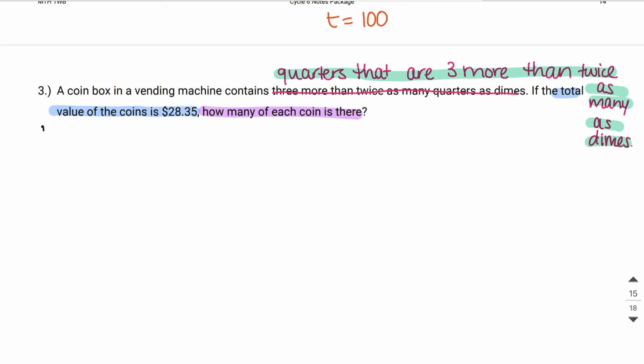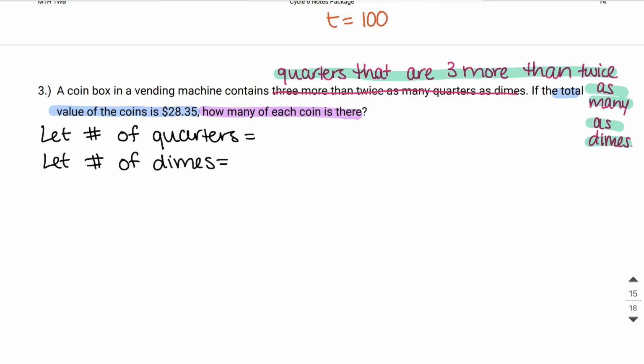So here we're going to say, let the number of quarters be one let statement. Again, be very specific. Don't just say quarters. Say the number of quarters. And then let the number of dimes equal. And we'll call the quarters Q and the dimes D. Okay? And because we have 2 variables, we need to write 2 equations.